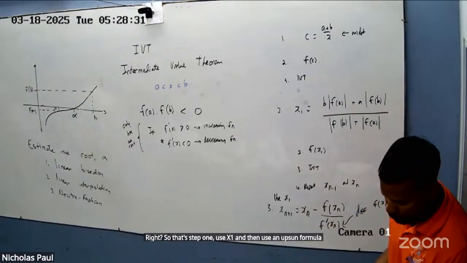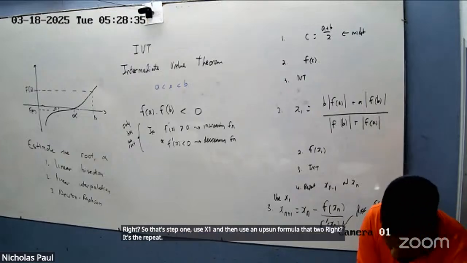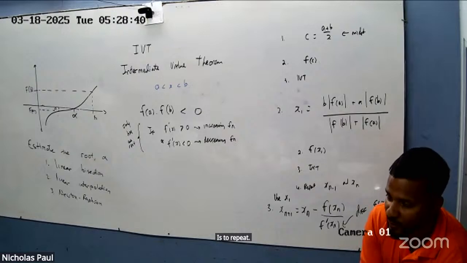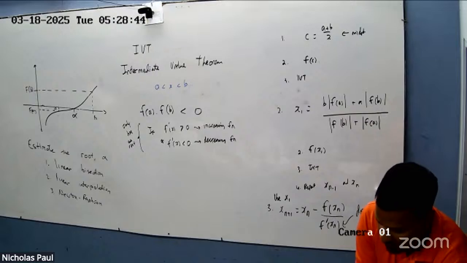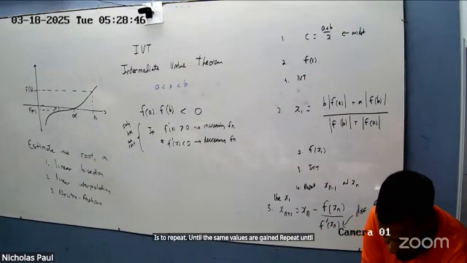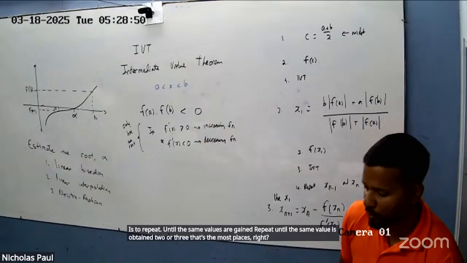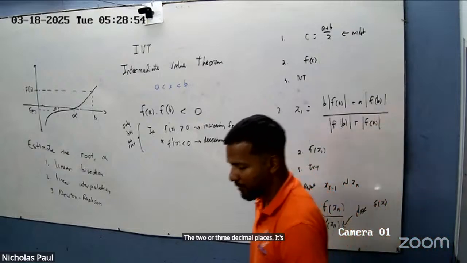Step 2 is to repeat until the same values are obtained. Repeat until the same values are obtained to 2 or 3 decimal places, right? Again, it's based on what they give you.